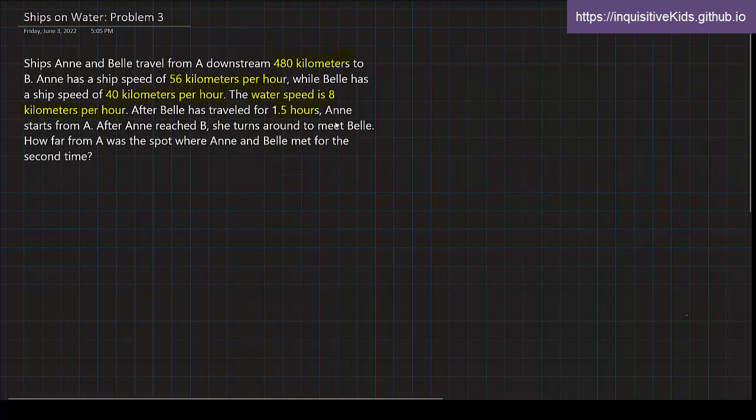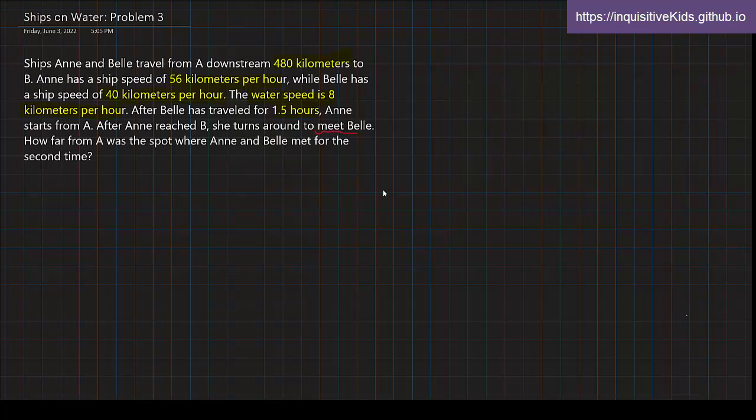So this is interesting right here because Anne is faster than Belle, but Belle still hasn't reached B yet by the time Anne turns around. How far from A was the spot where Anne and Belle met for the second time?